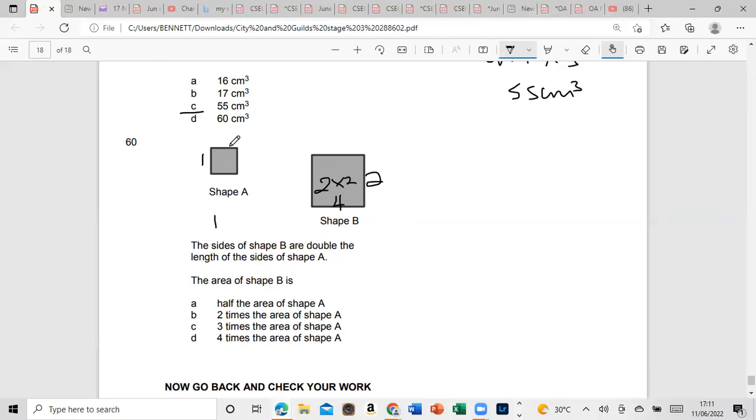Alright, so we can use a different number, but people say, why just choose 1? It's one of the easiest ones. We choose 2 there. So if this is 2, it's 2 times 2, that's 4. Then 4 times 4, 16. So 4 times shape A. Alright, we have come to the end.